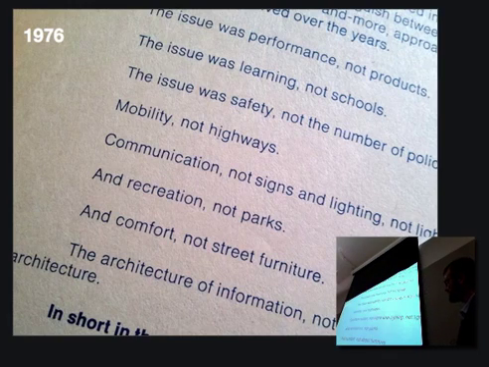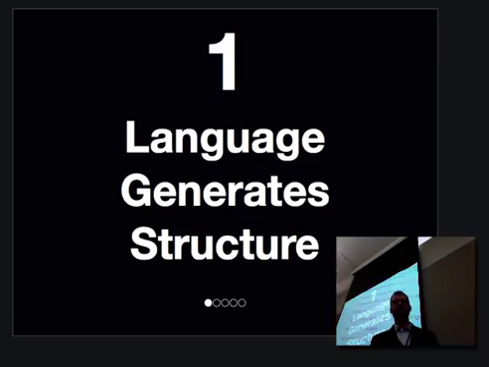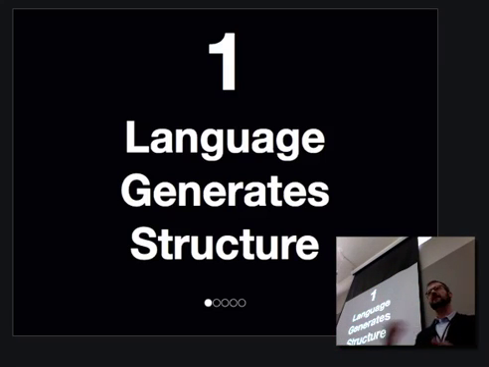And so he says, the issue is safety, not the number of police. The issue is mobility, not highways. The issue is recreation, not parks. Communications, not signs and lighting. The architecture of information, not information about architecture. So he believes that the reason the built environment doesn't work is because language, this is my gloss on it, is because, and this is one of the 5 teachings from this body of work that I'd like to share with you today, language generates structure.